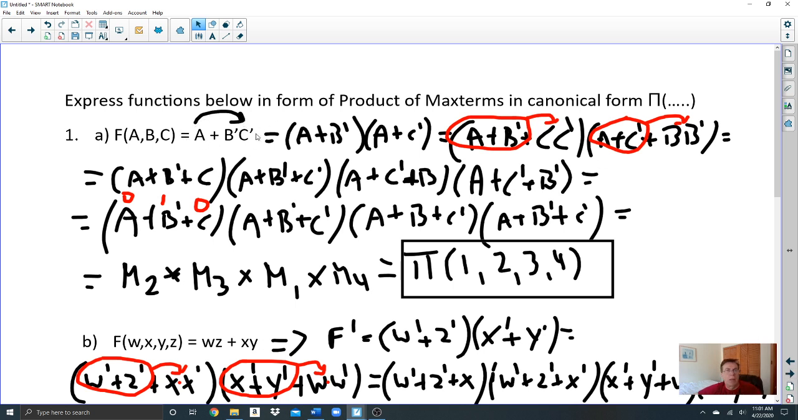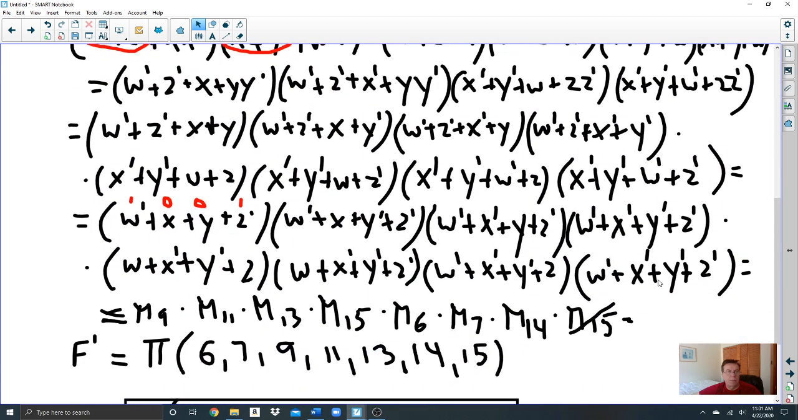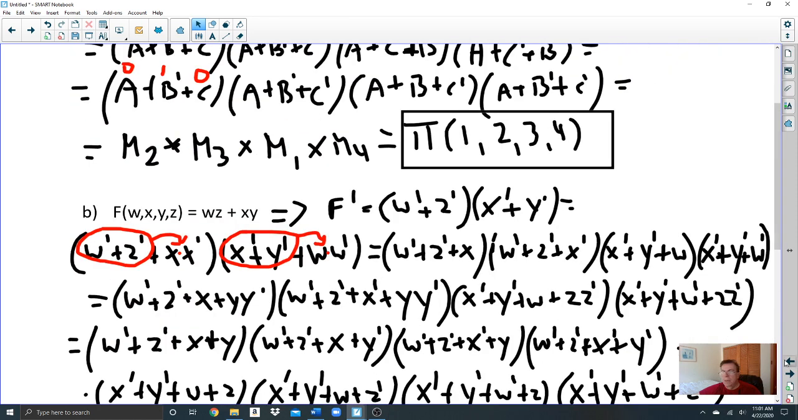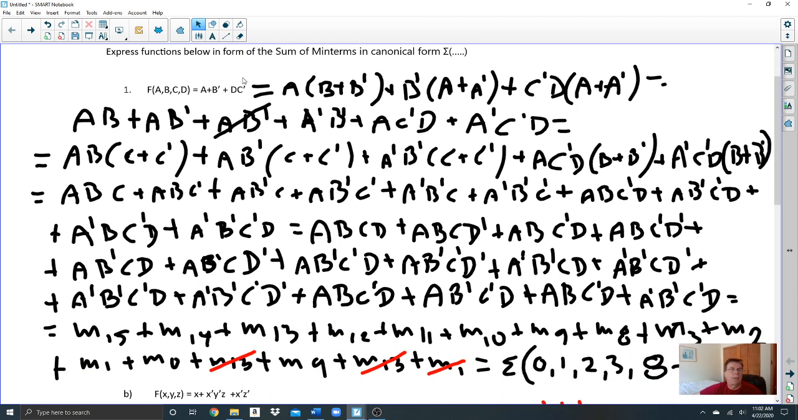We also are going to convert the algebraic form of a Boolean expression into the product of Maxterms, which is another canonical form. And we have three examples. Okay, let's do it. Our example number 1 is the following. We have a 4-variable function: a plus b prime plus d times c prime.